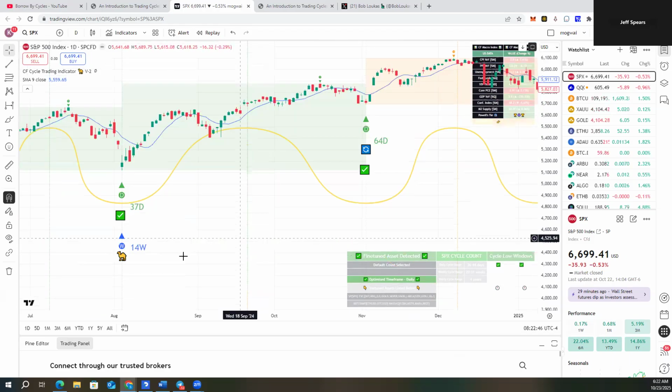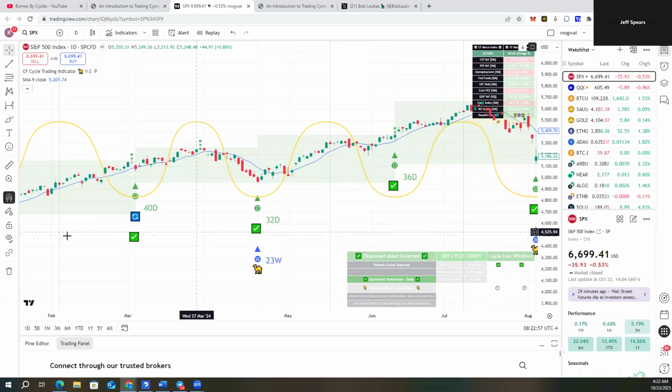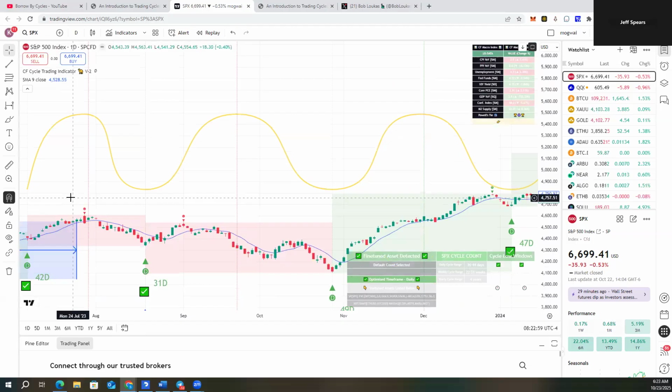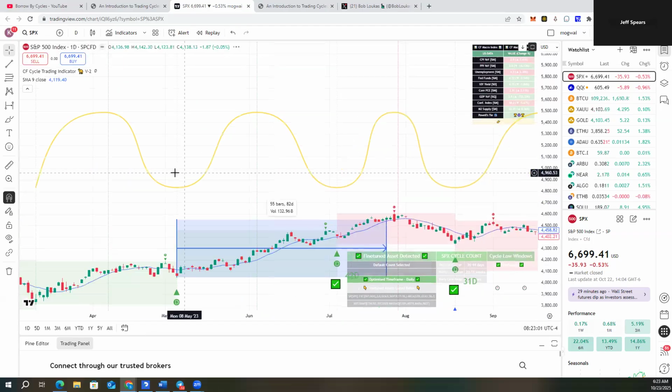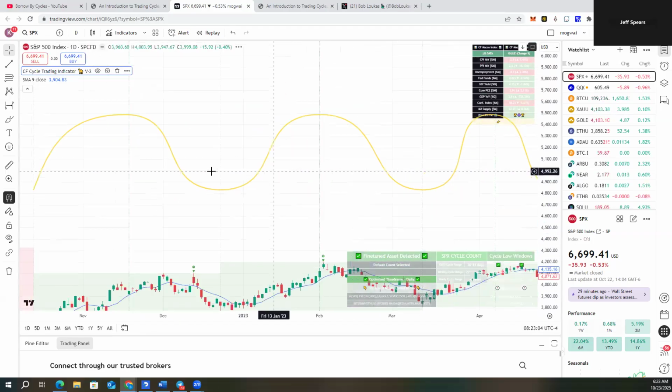But I also really like these waves to show you where the peak might be, right? So if it's going to break, you want to see these diverge. You want to see this keep going up and this one keep going down. So let's try to go all the way back to 2020. Actually, let's go back to 2022.